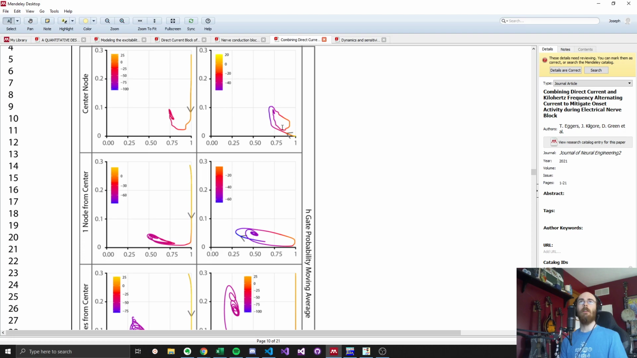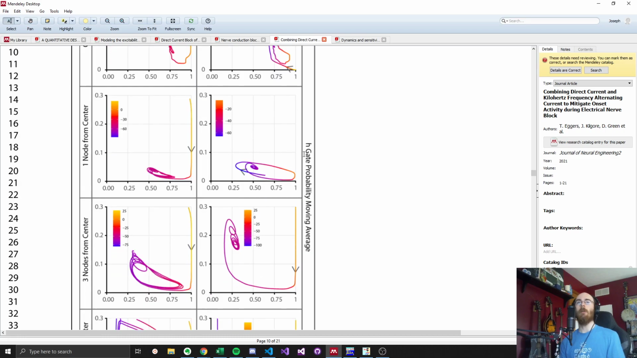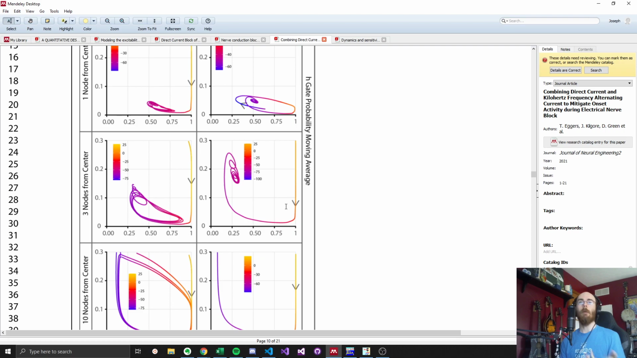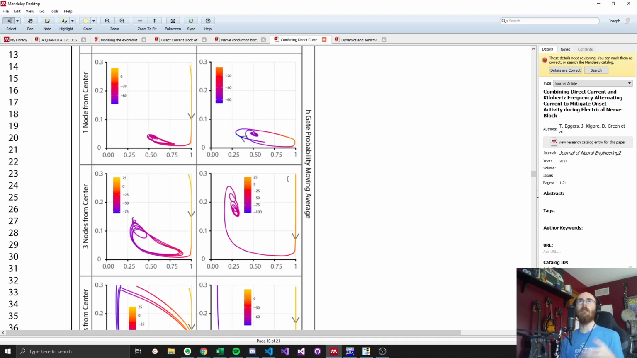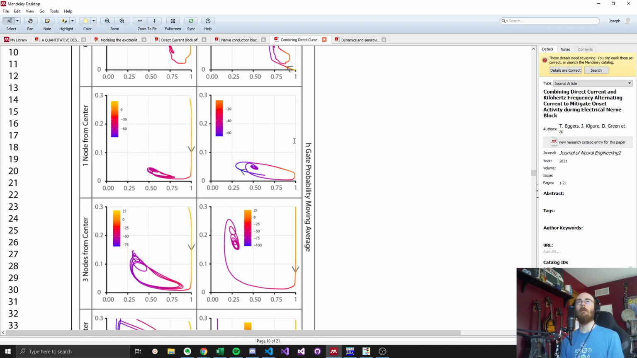But if we precede it with DC, we can start in a different point of this state space. So we can start with different M and H values when we turn on the high frequency. That's one reason we could hypothesize that the DC puts it into a state similar to the kilohertz frequency, and because of that, it reduces the onset. At least that's what this particular paper was about.